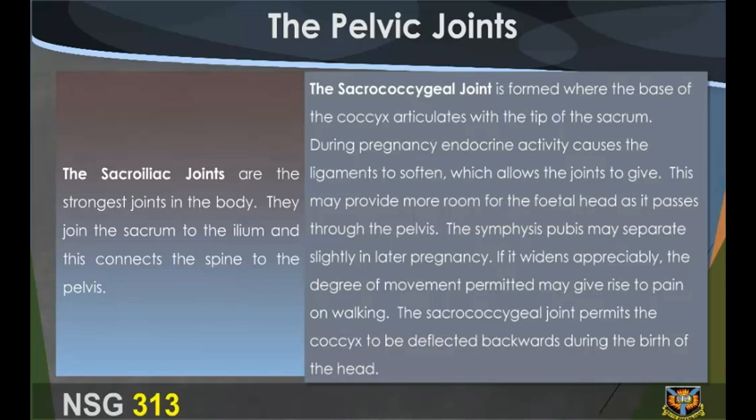During pregnancy, endocrine activity causes the ligaments to soften, which allows the joints to give. This may provide more room for the fetal head as it passes through the pelvis. The symphysis pubis may separate slightly in later pregnancy. If it widens appreciably, the degree of movement permitted may give rise to pain on walking. The sacrococcygeal joint permits the coccyx to be deflected backwards during the birth of the head.